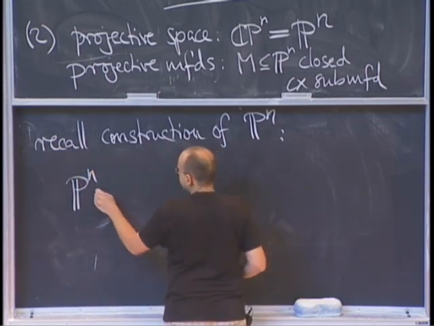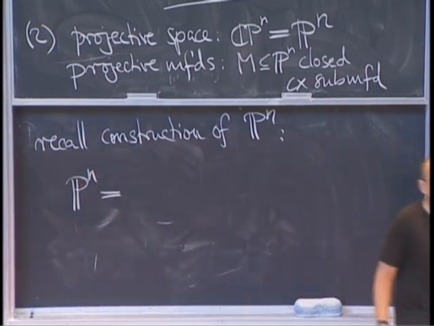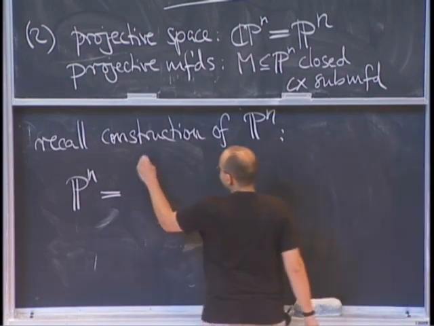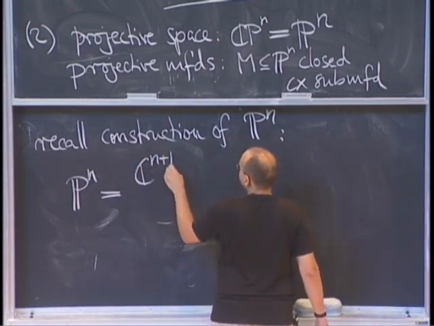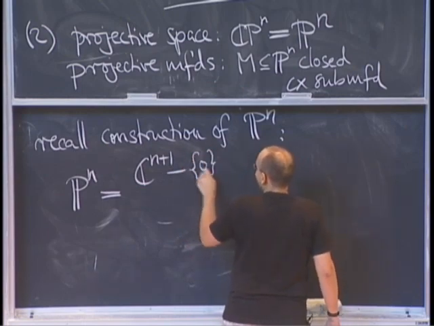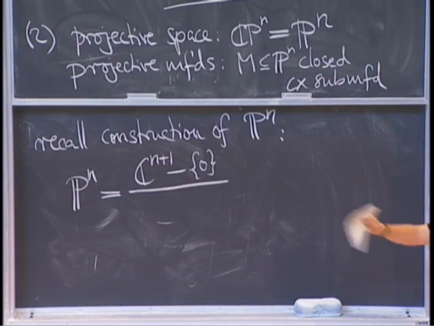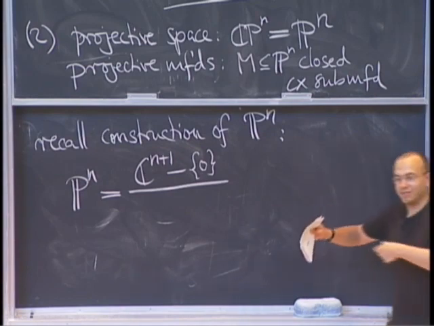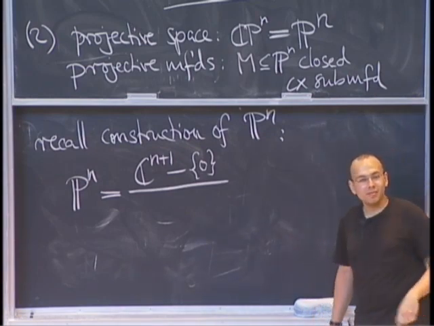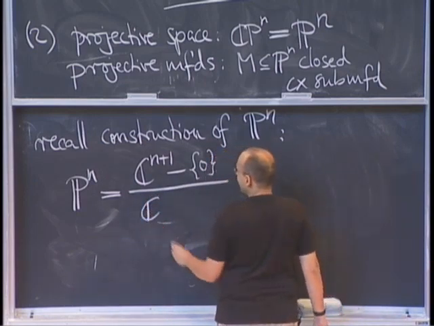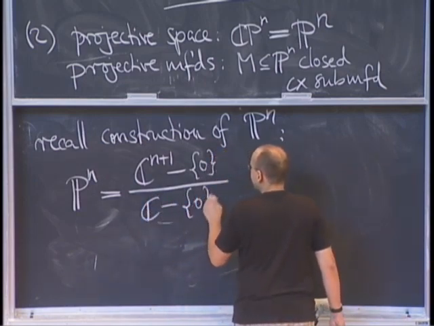So the best definition is to say that this is a quotient space, the space of lines through the origin in C^(n+1). So it's a quotient. I'm taking C^(n+1) minus the origin, and I'm modding out by the action of the multiplicative group of non-zero complex scalars. So identifying two complex vectors if and only if they span the same complex line. In other words, if they differ by multiplication by a non-zero complex scalar. So modding out by C minus the origin.